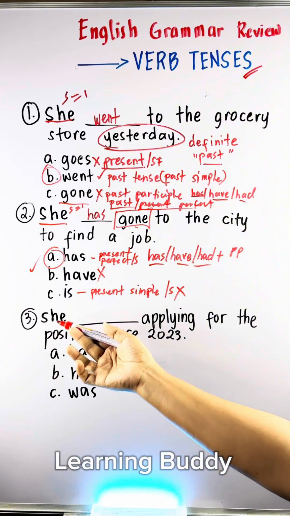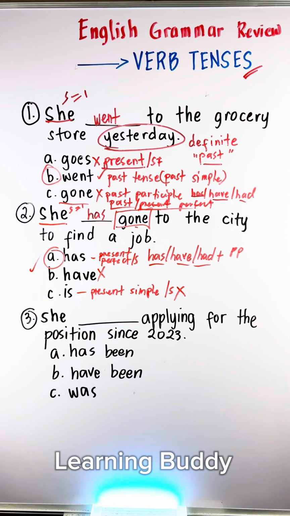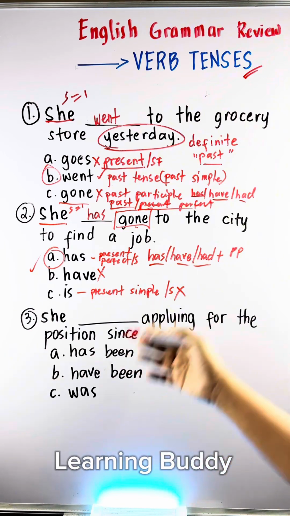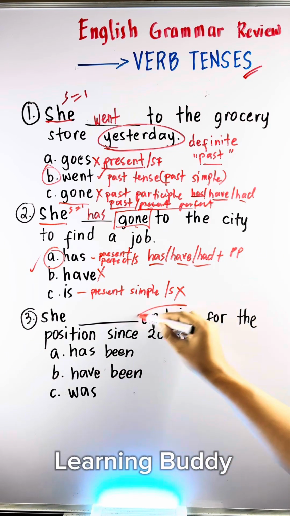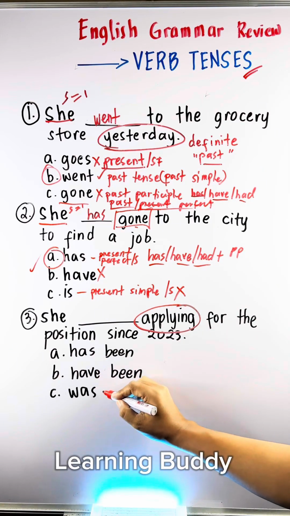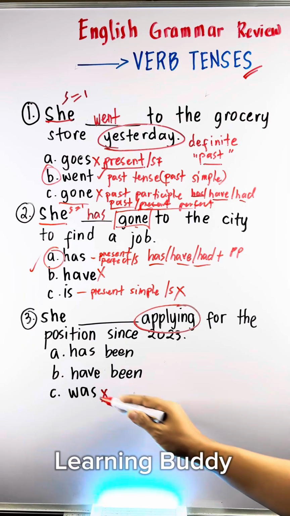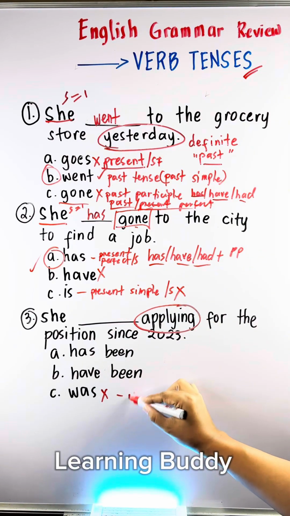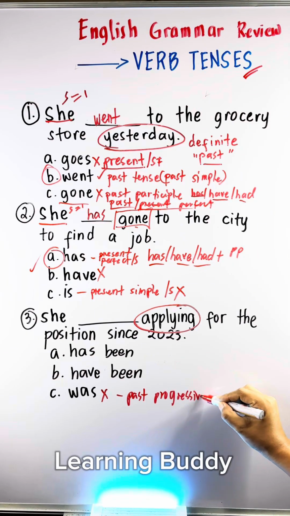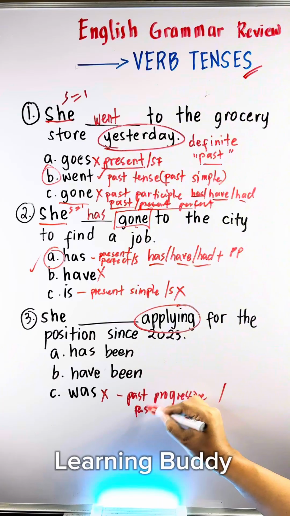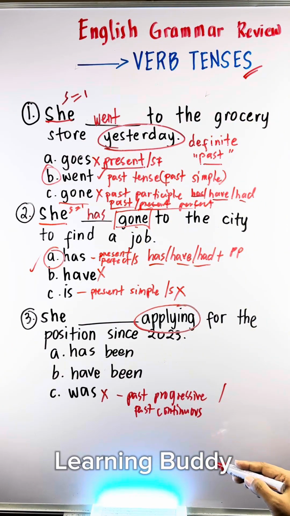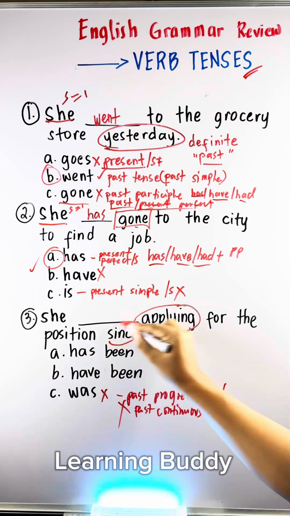She blank applying for the position since 2023. Is the answer has been, have been, or was? These 3 are actually applicable helping verbs to the word applying. But was is not the answer, for there is a word that gives us a clue. The word since states that the action has been started in the past and continues up to the present. And was plus applying is called past progressive tense or past continuous tense. So that is not the answer.